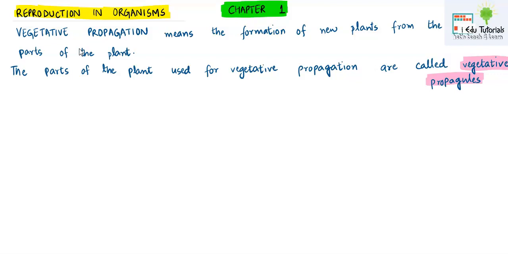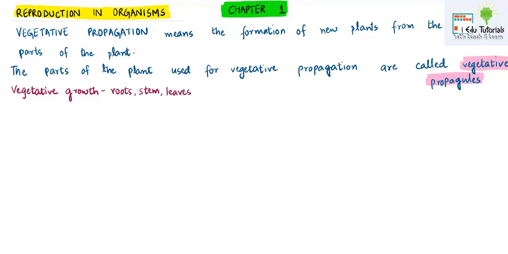Hello everyone, in this video we will study vegetative propagation, which is a part of Chapter 1, Reproduction in Organisms. Vegetative propagation means the formation of new plants from the vegetative parts of the plant. Now here I would like to make you understand what vegetative growth is. Vegetative growth means the increase in the number of roots in a plant, increase in stem length and diameter, and increase in the number of leaves.